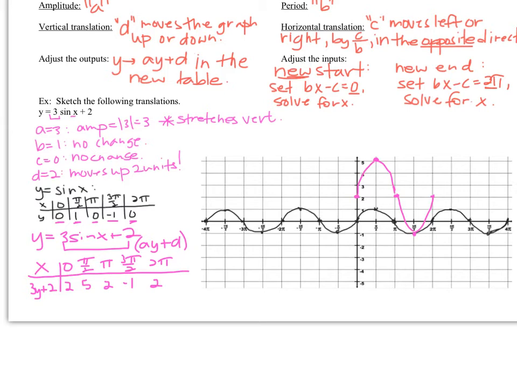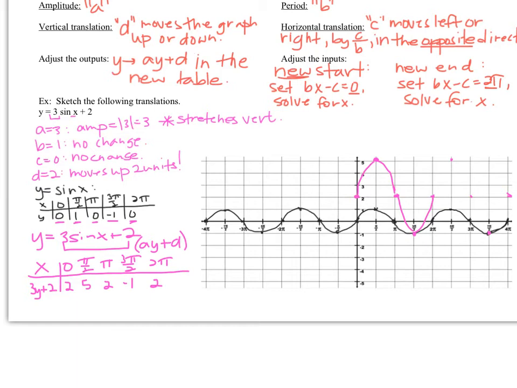Now we said it was going to stretch vertically, and it looks like it's taller than the parent function. It looks like it stretches. And we bumped everything up 2 units. What we need to do now is just continue the pattern. So every time we go 1 to the right, we'll go up 3, and then 1 to the right, go back down to the middle, go 1 to the right, down 3, and then 1 to the right again, back up to that middle, that 2 value.